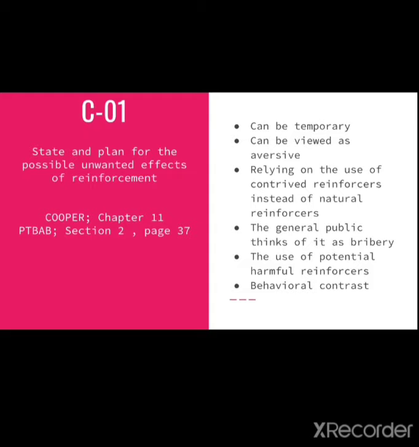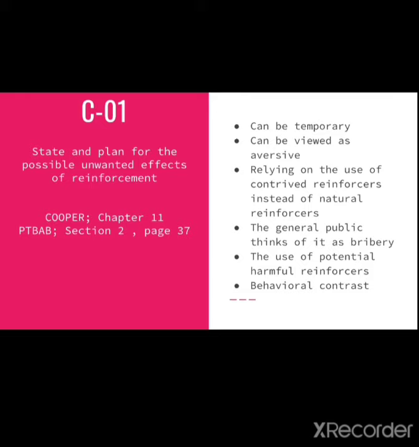Relying on the use of contrived reinforcers instead of natural reinforcers. We know in our field we eventually want to get to natural reinforcers, right? We want to fade the contrived reinforcers away. But sometimes those individuals rely on the contrived reinforcers, and sometimes it's very difficult to get them used to the natural reinforcers in everyday life. So we need to work on fading those contrived reinforcers so that the individual is more compliant with natural reinforcers. For instance, praise.